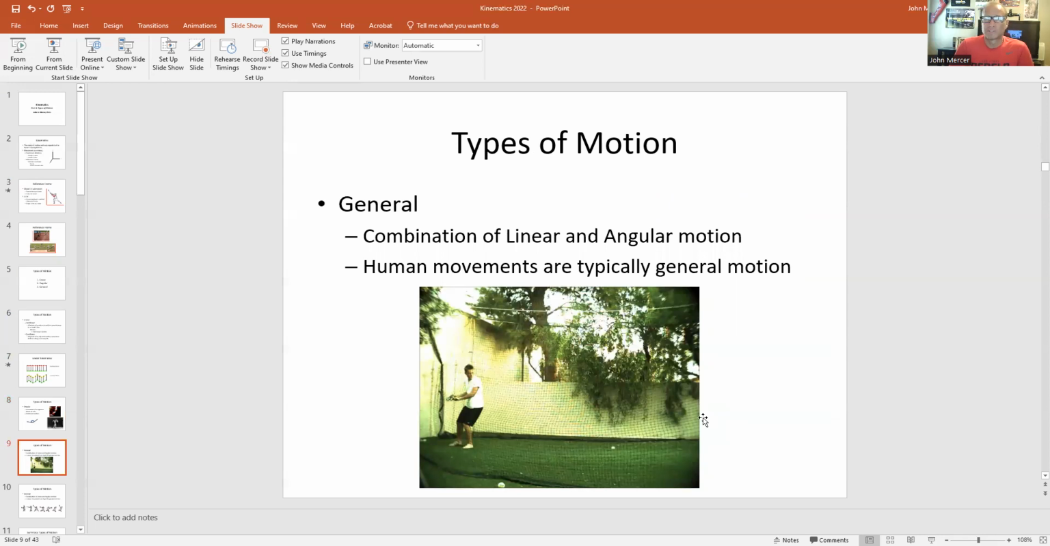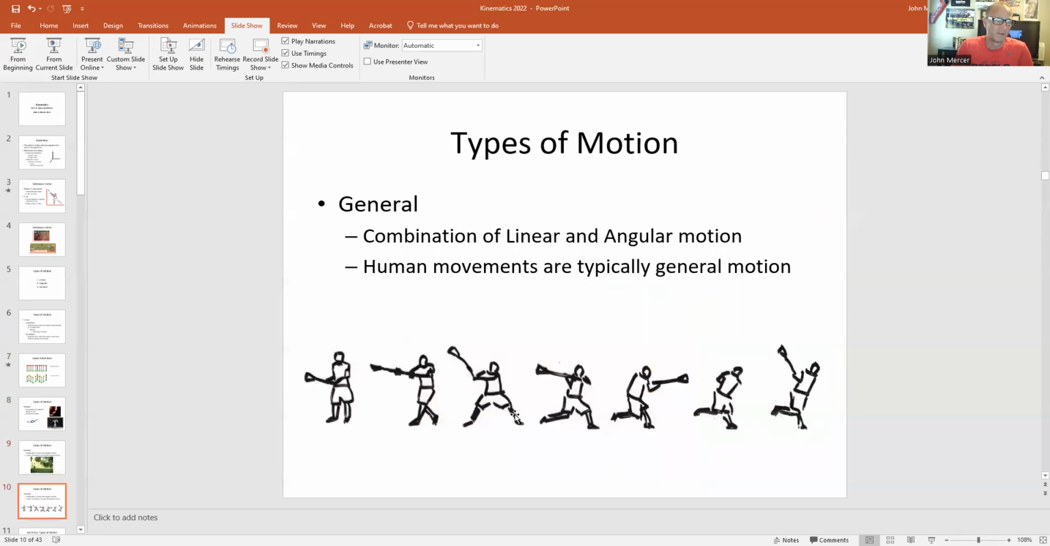So the third type of motion is general motion. This is a combination of linear and angular motion. And in general, human movement is general motion. It's a combination of both linear, all points of an object travel the same distance, and angular motion about an axis. And so here, this is an example of a lacrosse shot where this person's in this position here, and they're going to progress in time linearly, and there's going to be lots of angular movement as well. And so that is considered general movement.